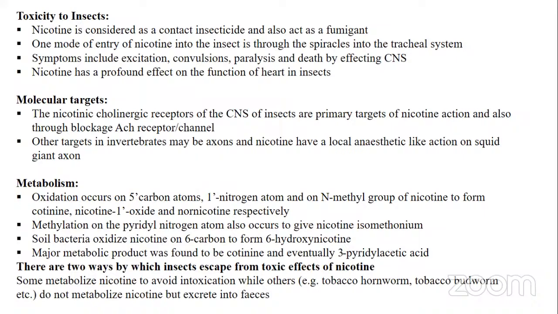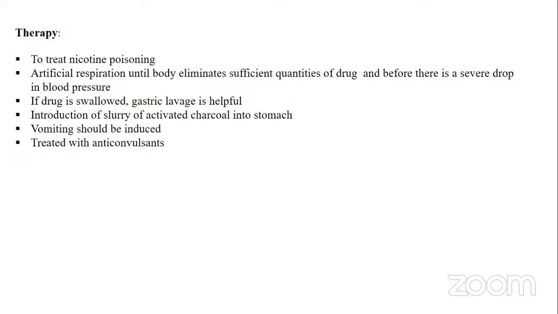There are two ways by which insects escape the toxic effects of nicotine. Some metabolize nicotine to avoid intoxication, while others do not metabolize nicotine but excrete it in feces. So this is all about the effect of nicotine on different areas and how organisms escape from its action.